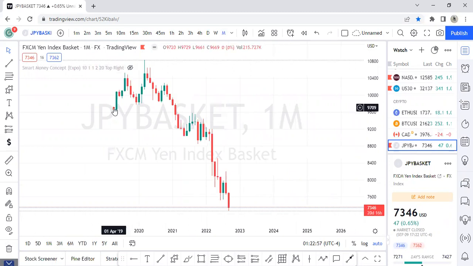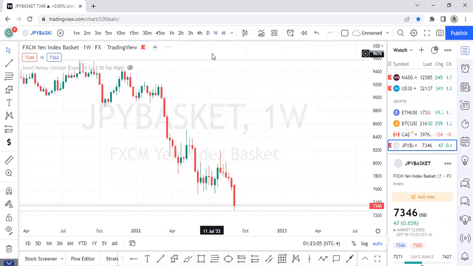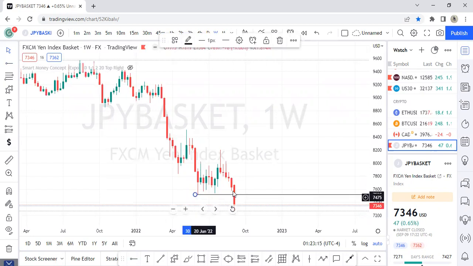This is where our data stopped, April 2019. We have a very bearish yen on the monthly. Let's go to the weekly. We have a very bearish yen. The market has cleared these weekly lows, so we might see a little bullish run.